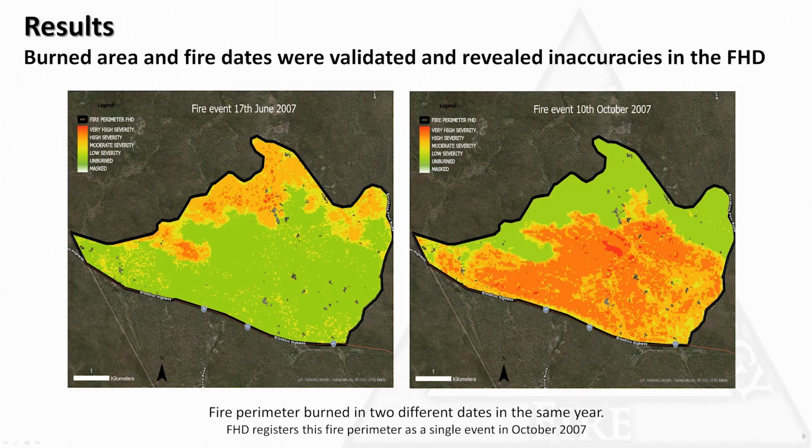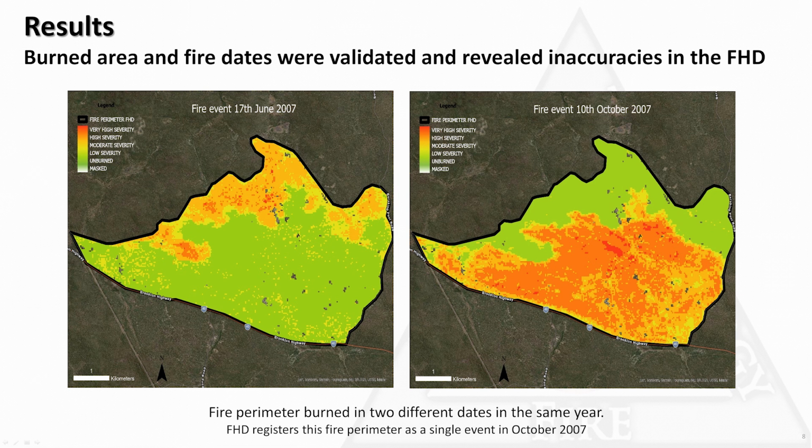So the main result here is that we could successfully validate the fire history database. In this example, the green area demonstrates the unburnt region, and the other colors represent the burnt region. So it did validate accurately, and we could identify that not all fire perimeters that were in the database were actually burnt. But what's more surprising is that each fire perimeter was burnt multiple times.